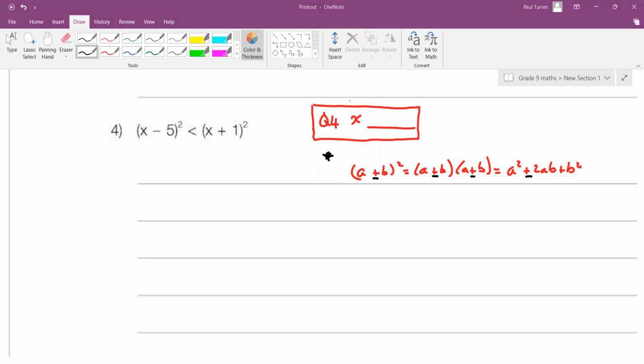So I'll expand the first side just in case you're stuck. So we could use these rules here. I would use this one here, where this is A and B.